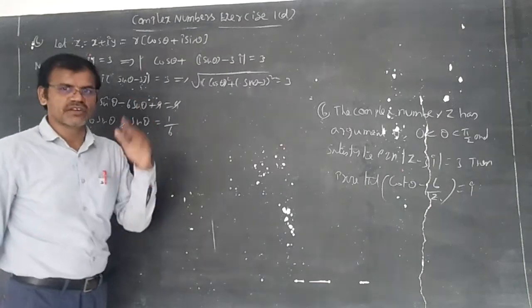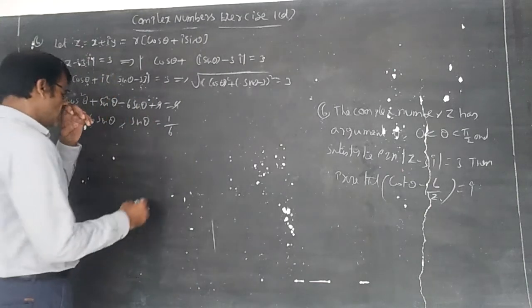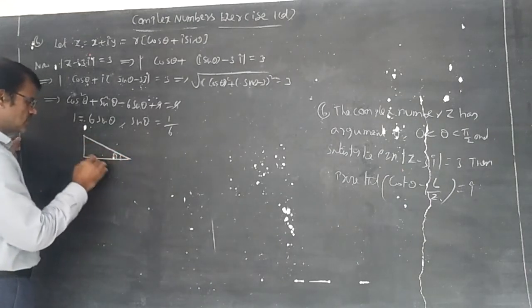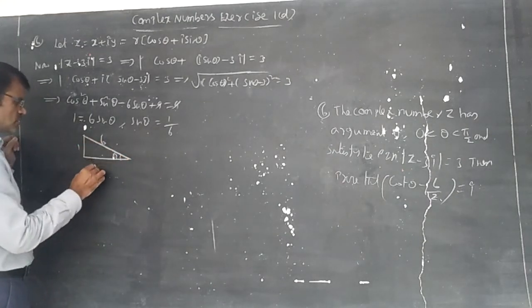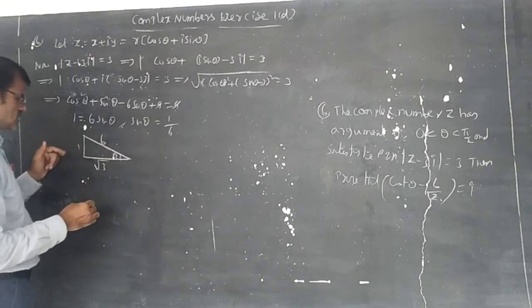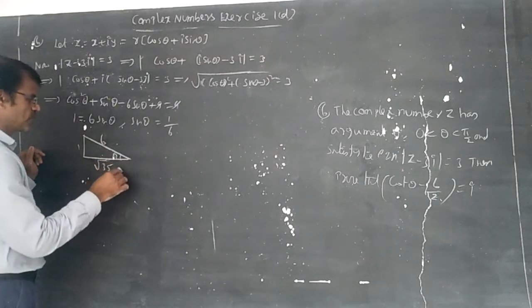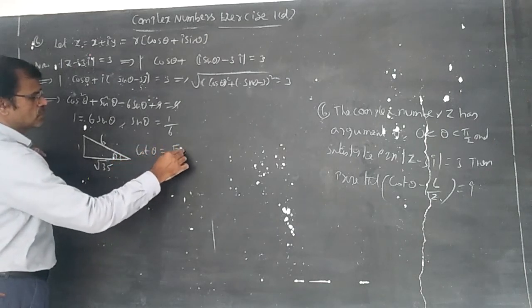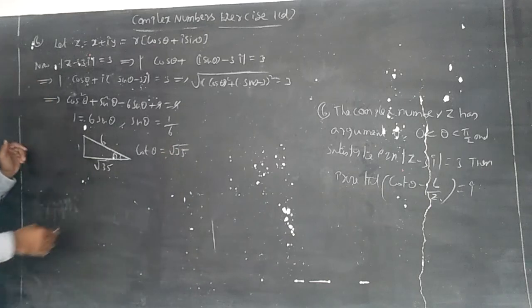Maybe I did wrong previously also. Sin theta is equal to 1 by 6. Draw a right angle triangle. Here put theta. This is 1. This is 6. So this is 36. Of course, 36 minus 1, this is 35. Now using this, you write cot theta is equal to root 35. Cot theta equal to root 35.